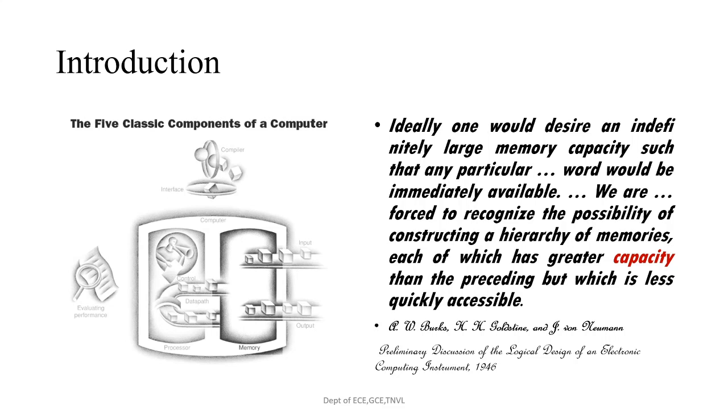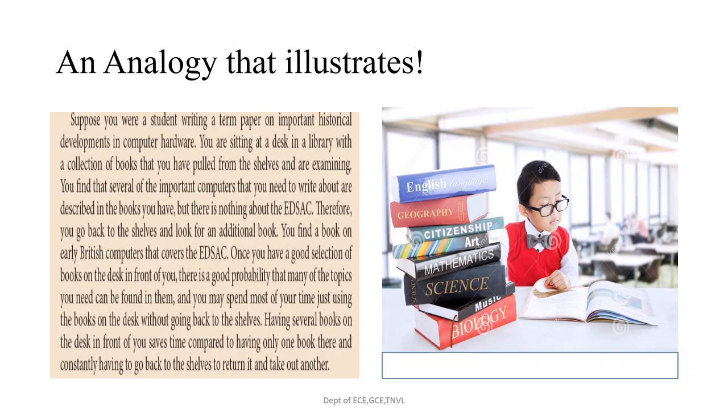Ideally, one would desire an indefinitely large memory capacity such that any particular word would be immediately available. We are forced to recognize the possibility of constructing a hierarchy of memories, each of which has greater capacity than the preceding, but which is less quickly accessible. So this is an analogy that illustrates this memory hierarchy, how we fetch information from the memory.